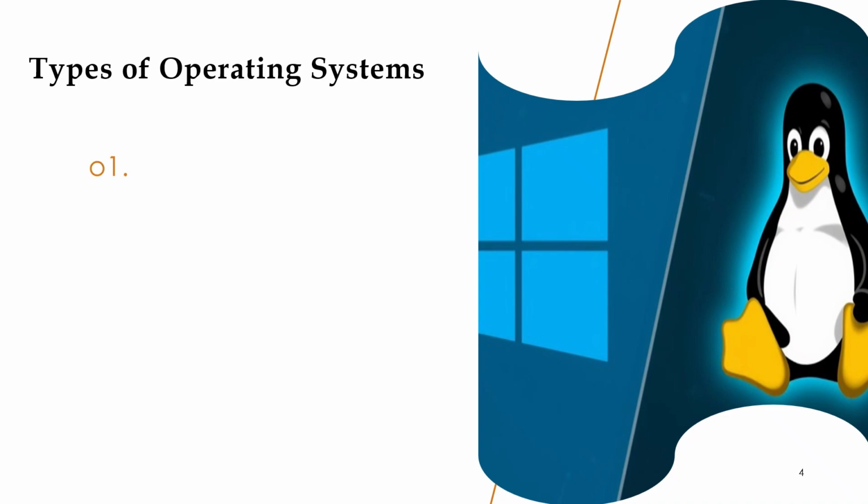So, types of operating systems. First one, Windows. Windows is everywhere. Offices, homes, schools. Most people use Windows. That means attackers love Windows. More people, more targets. The second one is Linux.